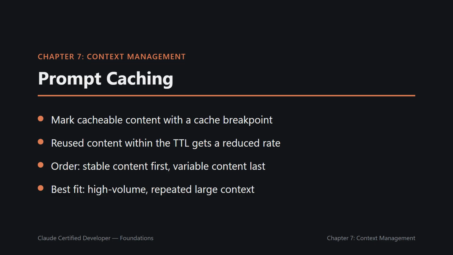Order matters. Structure prompts so stable, reusable content comes first, and variable, per-request content comes last. Best fit: high-volume applications reusing the same large context repeatedly.